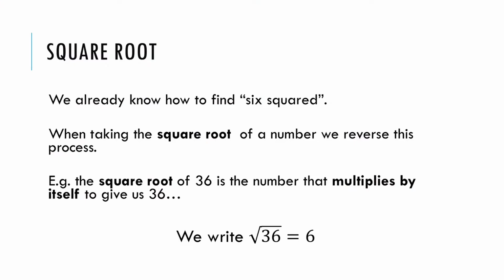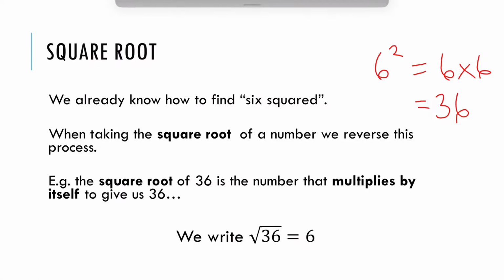So we already know how to find 6 squared. We know that 6 squared would look like this, 6 to the power 2. And it means 6 multiplied by itself, which would give us 36. When we take the square root of a number, we are reversing this process.